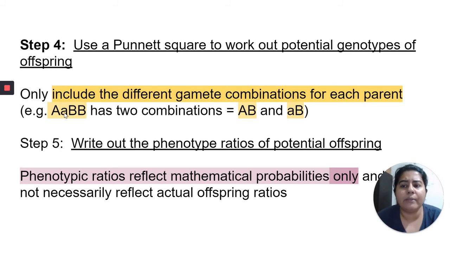The other type of gamete will be small a and capital B. Finally, step 5, write out the phenotypic ratio. Never forget to write down the phenotypic ratio of the F2 that you calculate in a dihybrid.